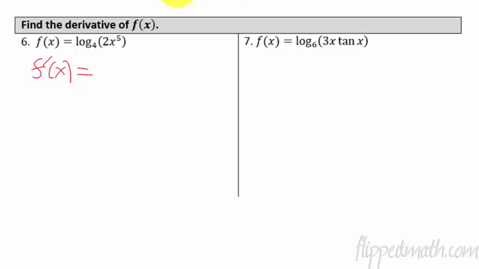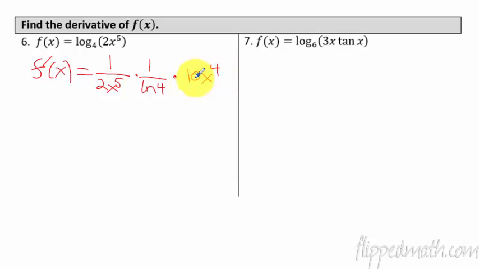It's not the same thing. All right, we go 1 over 2x to the 5th times, what do we go next? 1 over, this was not a base e, so we got to say natural log of 4. Now we do the chain rule, times the derivative of 2x to the 5th, which is 10x to the 4th.